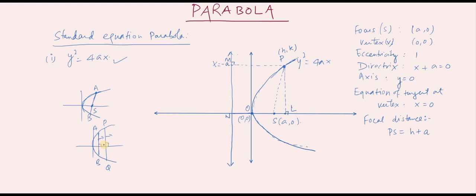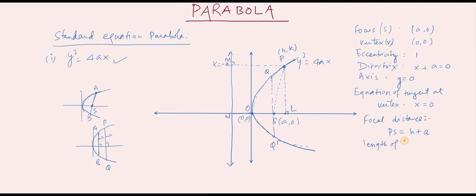A special kind of double ordinate, which passes through the focus of the parabola, is called the latus rectum. So this perpendicular chord, let us denote it by Q and Q dash. Q Q dash is the latus rectum.